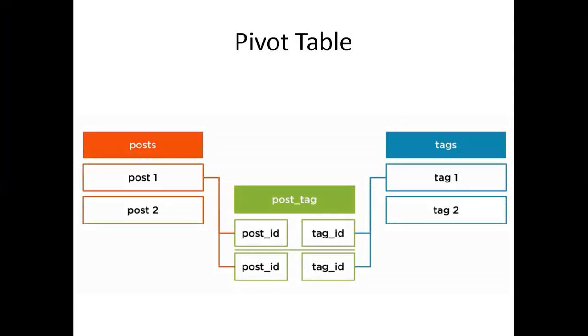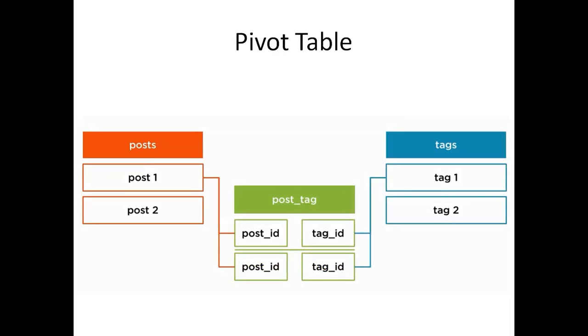So pivot table. There is one table, and in between we have another table which belongs to both. Means you see that post ID and tag ID. For the post, they're keeping the post ID. For the tag, they're keeping the tag ID. So we can have multiple rows. We can add new rows for different tags and different posts. So through that we can get all the relationship data.